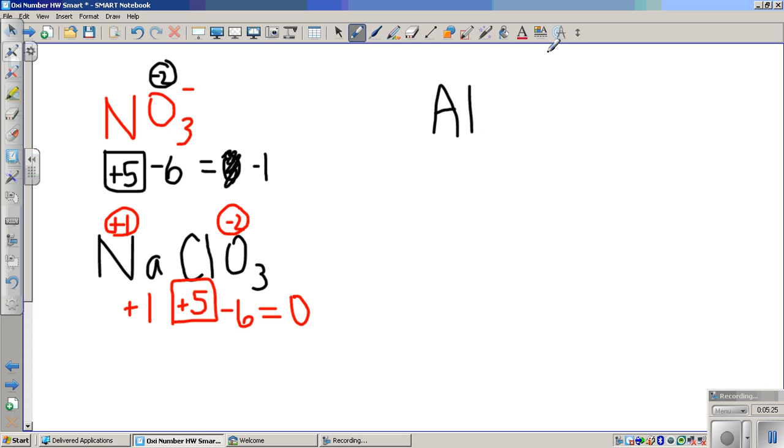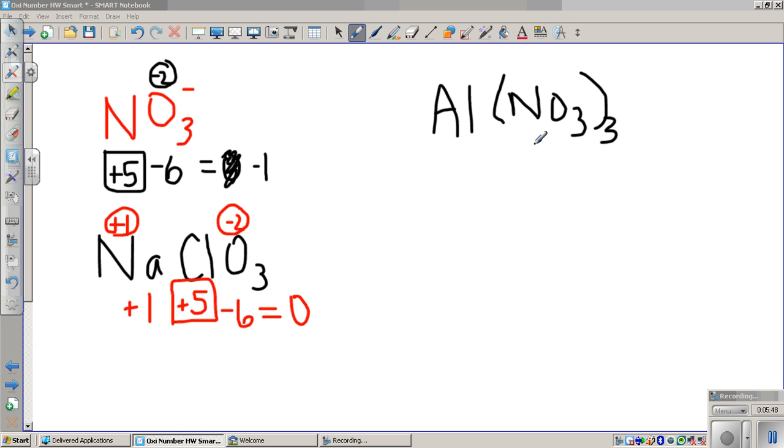which is Al(NO3)3. Oh, NO3 3 actually. I can't even tell you how much this writing makes me want to cry. So that is going to be our right answer. So let's go through and identify the oxidation numbers.